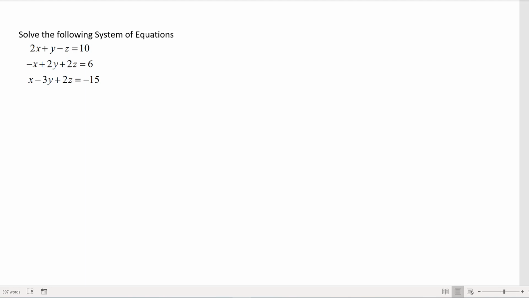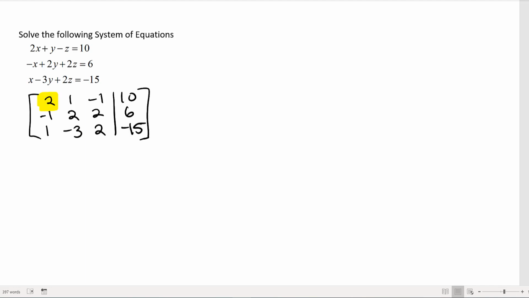For this example, we have 3 variables and 3 equations. We're going to use matrices, so I'm going to set up my augmented matrix by taking the coefficients of the x, y, and z in constant terms. The first thing I want to do is get a 1 in the first row, first column.